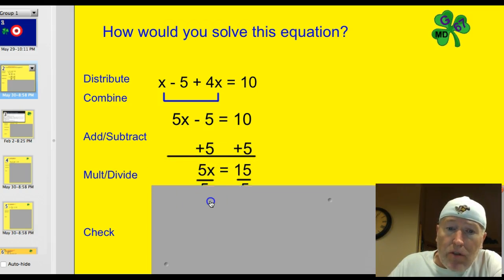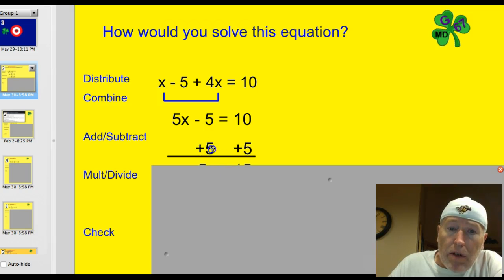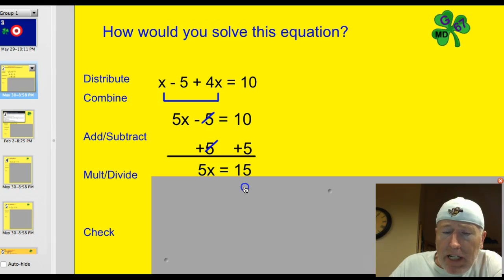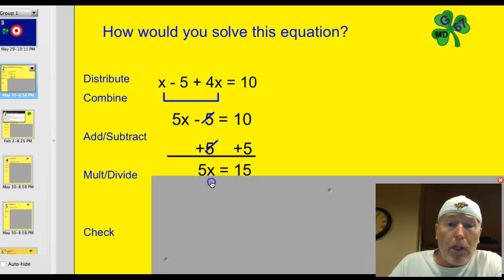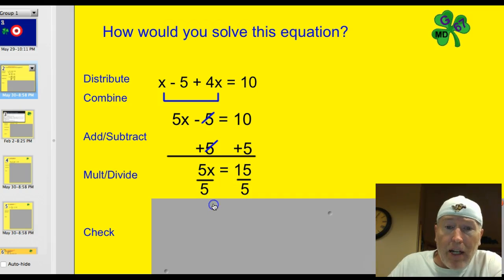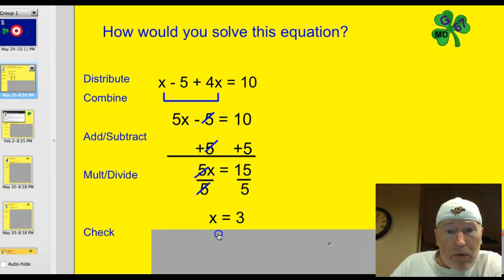Now, these 5s here cancel out, and you have 10 plus 5 over here. Now you've isolated the variable further. Now you've got 5x equals 10 plus 5, or 15. Now this is a multiplication equation. To undo a multiplication equation, you divide. So we're going to divide both sides by 5. These 5s cancel out, and now you've isolated the variable down to x equals 15 divided by 5, which is 3.